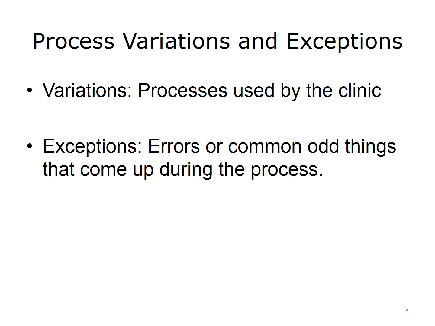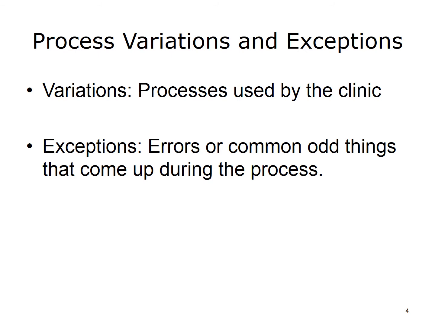Remember from Lecture A that process variations are processes used by the clinic, i.e., the way a particular clinic does something, i.e., the clinic's process. They are called variations because they vary from clinic to clinic. There should be a process diagram for the variation or variations used by the clinic.